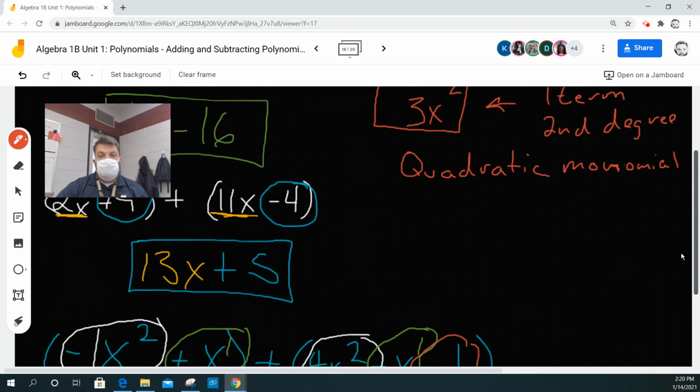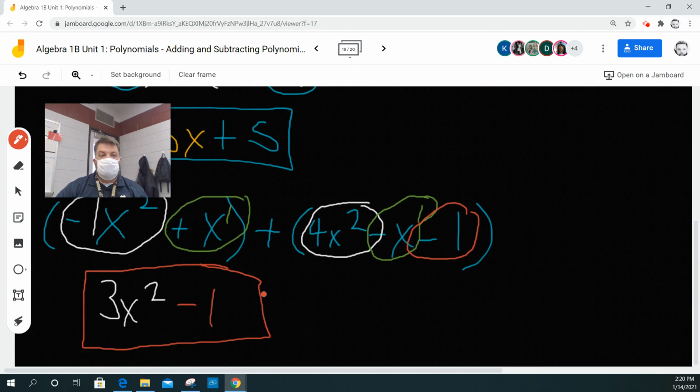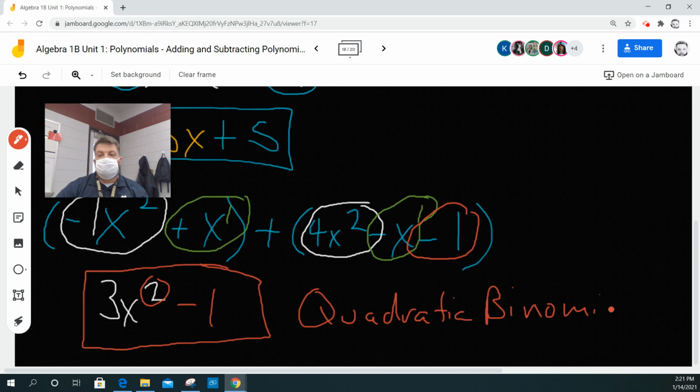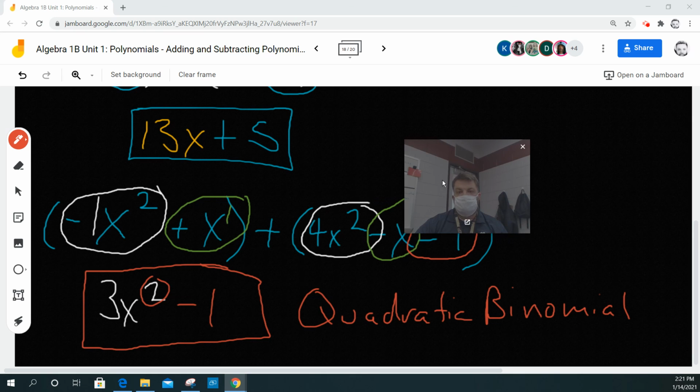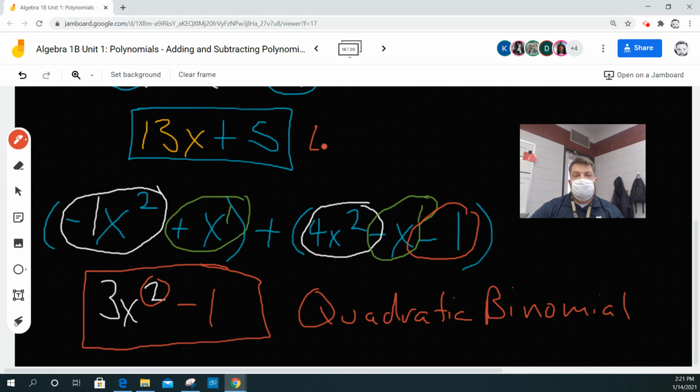And if I come down here and I look at this stuff, what's this one? Second degree, so we call that quadratic. Binomial. Bi like bicycle has two wheels. Okay, now what about this one over here? This is a linear because it's the first degree. Binomial because it's two terms.